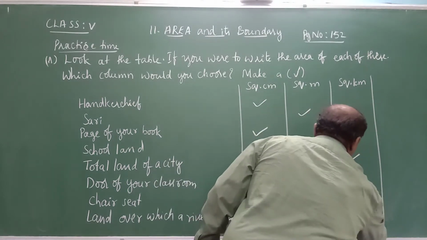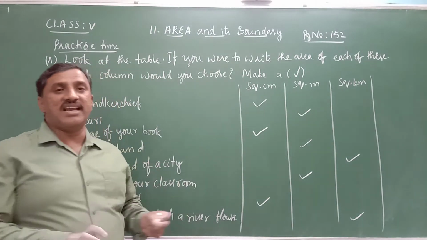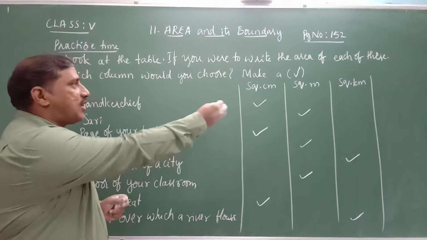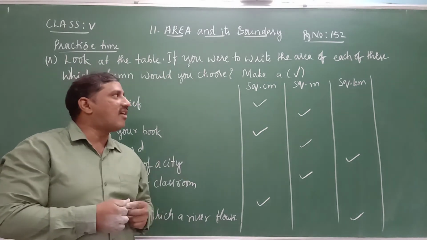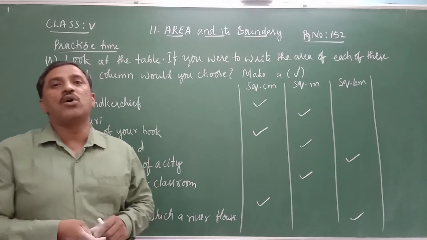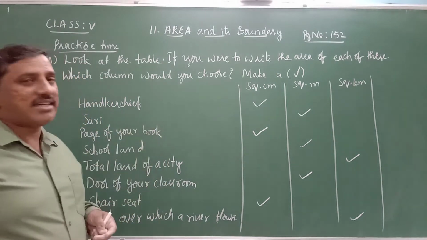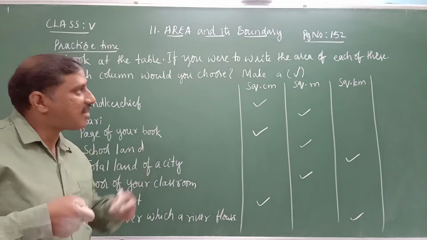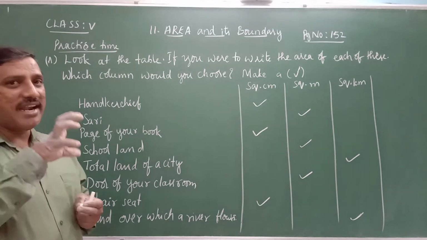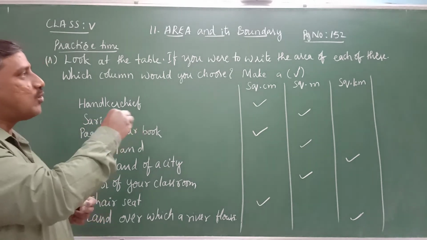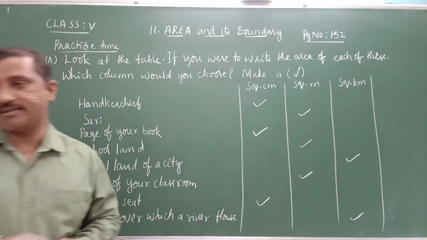So like this, depending upon the size of the items or the size of the fields, we use different units to measure area, that is square centimeters, square meters and square kilometers. Is it clear, children? Have you identified when we use square centimeter, when we use square meter, and when we use square kilometers? Depending upon the situation, we choose different units. Is it clear? Yes.